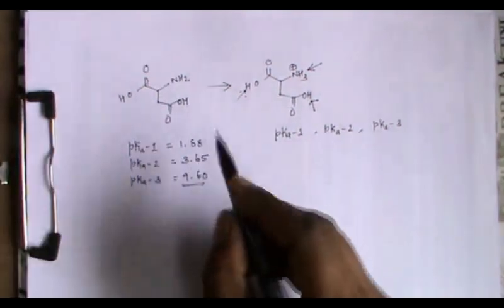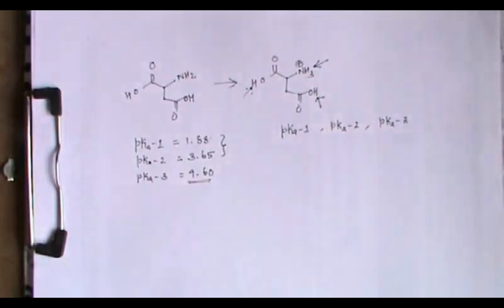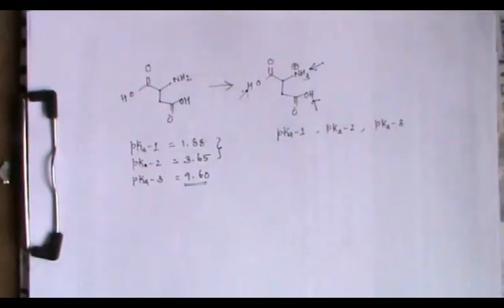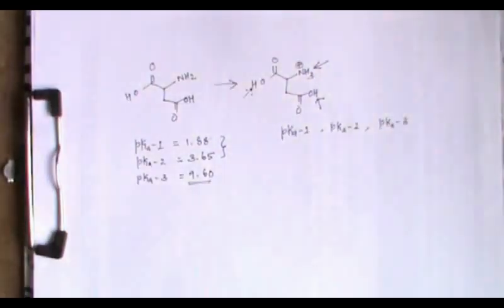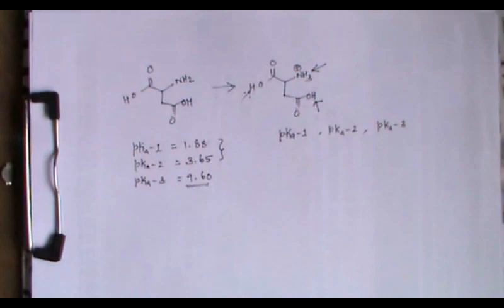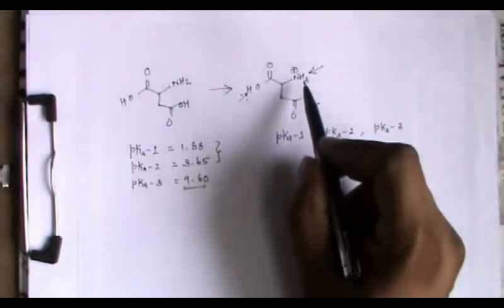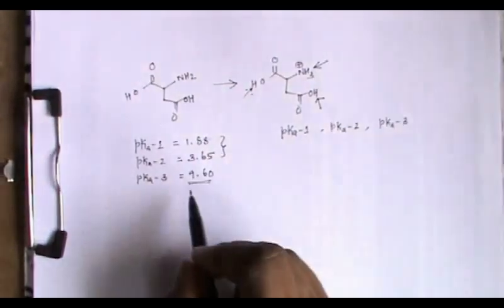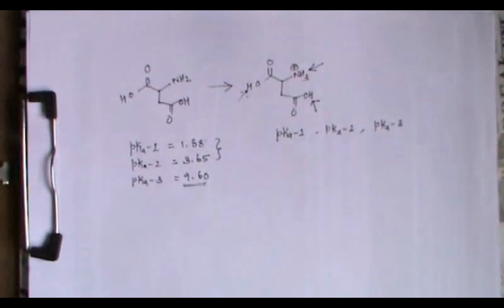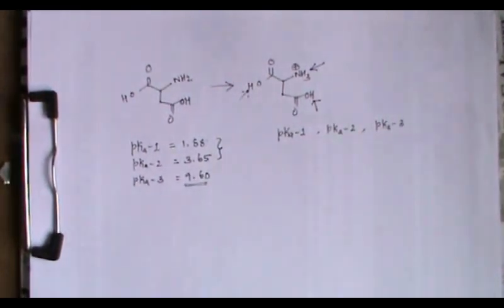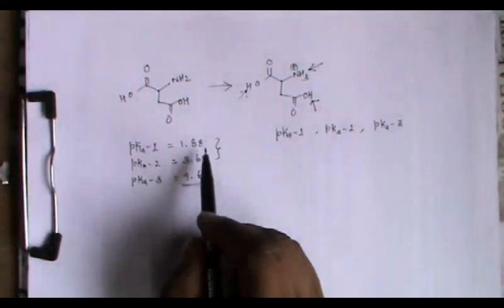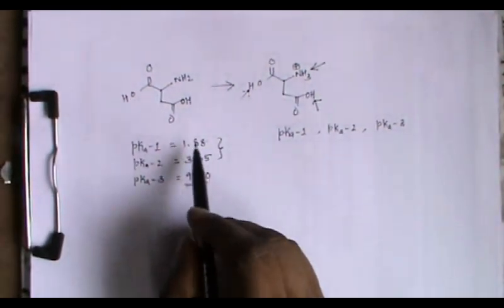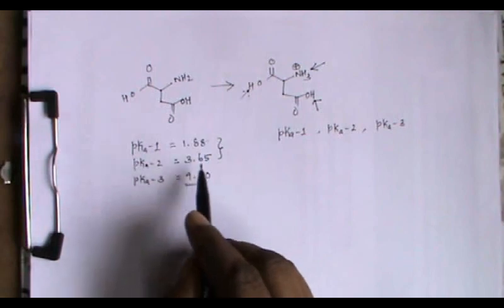Carboxylic acids will have a pKa value below 5. This pKa value is for NH3+. Even in the case of glycine, we have seen that for this proton the pKa value was around 9. For carboxylic acid OH, the pKa value will be below 5. In this case, 1.88 and 3.65.